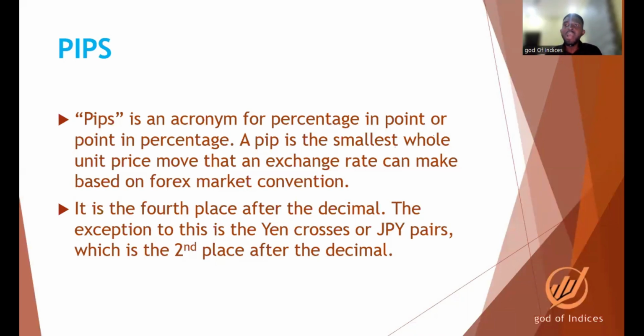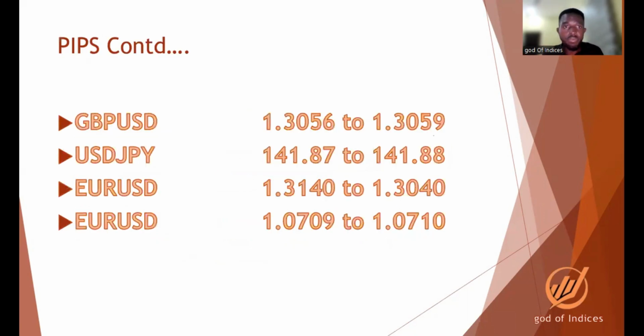So pips is what determines the money you're making in the market, right? Price in the forex market moves in pips. So we say price is moving by maybe 10 pips, 20 pips, or price is going down by 20 pips or 40 pips. The movement of price in the forex market is what we call pips. So this is the smallest whole unit price move of an exchange.